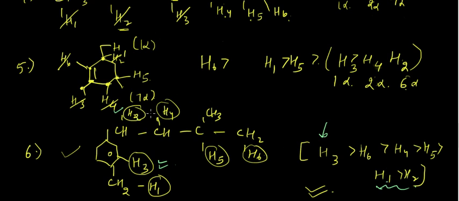So H1 and H2 are also done. Now comes H4, H5 and H6. You just have to compare on the basis of alpha hydrogens. H6 has the least number of alpha hydrogens, which is 1. What about the alpha hydrogens of H4? H4 will have 2 here and 3, so 5 alpha hydrogens. And how many alpha hydrogens does H5 have? 3 plus 2 plus 2, 7 alpha hydrogens. Hence this would be the order.